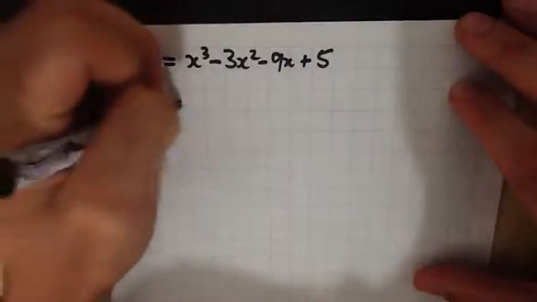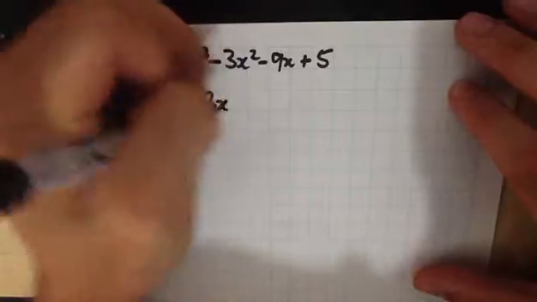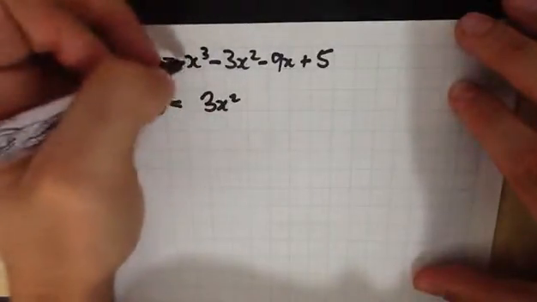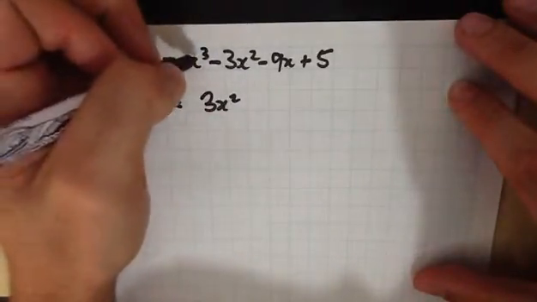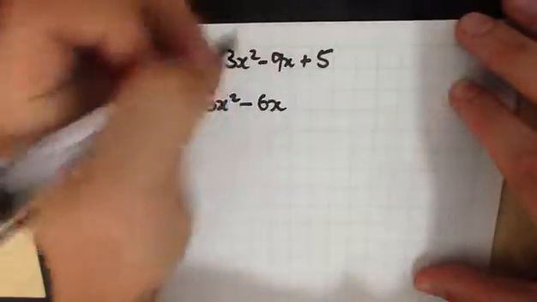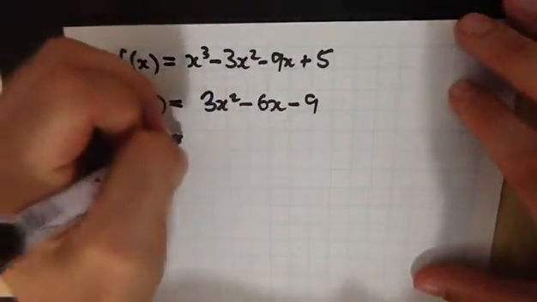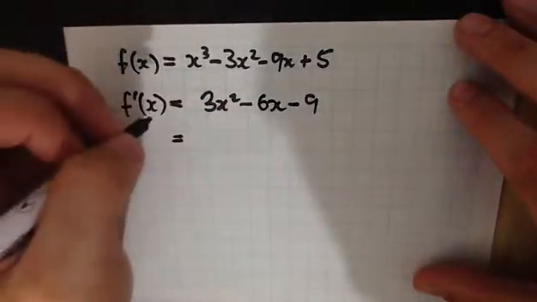So the derivative would be 3x squared, because the 3 comes down, multiplied by the coefficient, and then the exponent is reduced by 1. Negative 2 times 3 is negative 6x, take 9. So that's your derivative. To get a sign diagram of that, I have to factorize it.